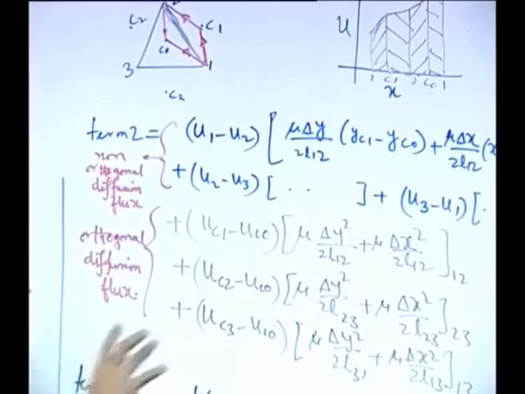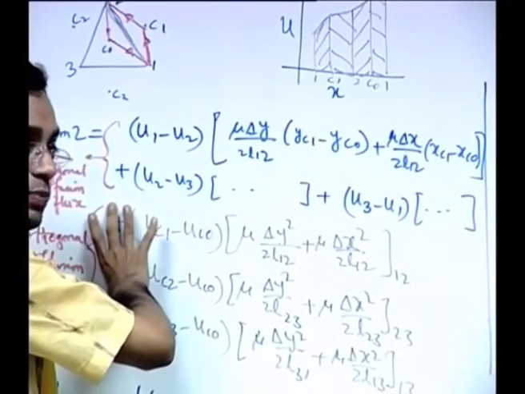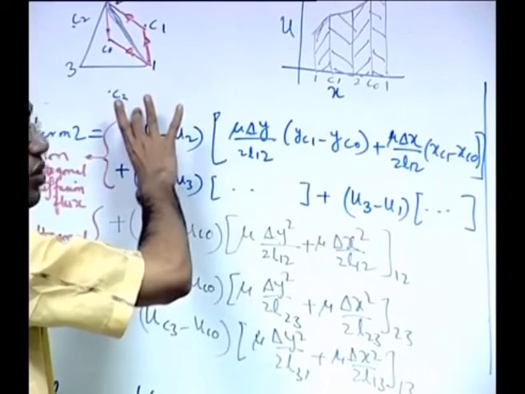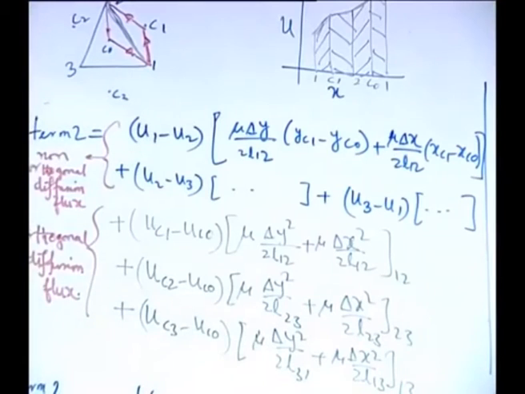So if it was a structured grid, only the orthogonal type of diffusion flux would have been present, but because of unstructured grid, the non-orthogonal flux terms arise. Then there is a pressure gradient term. Let us quickly see how we can discretize the pressure gradient term.